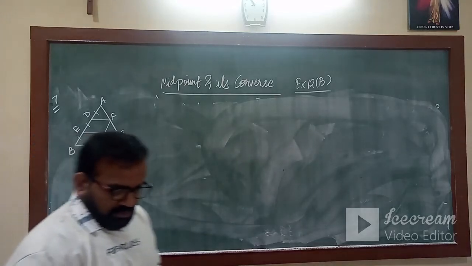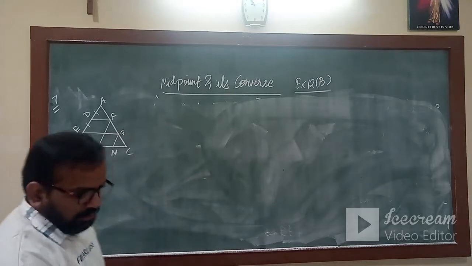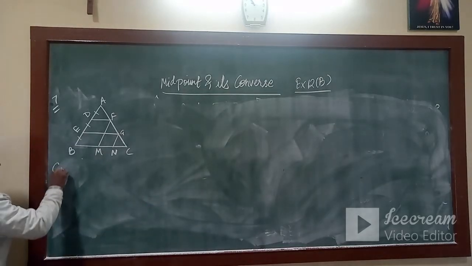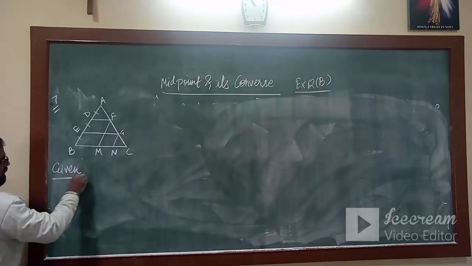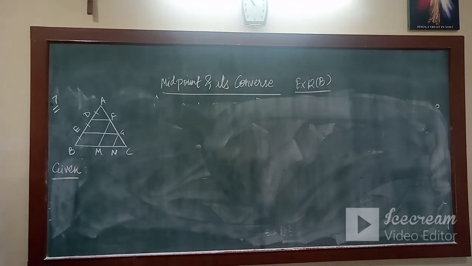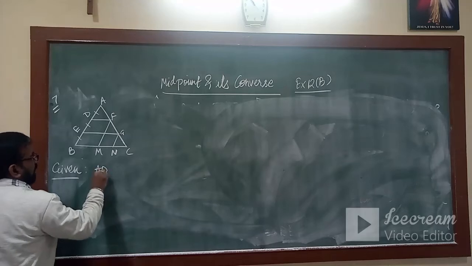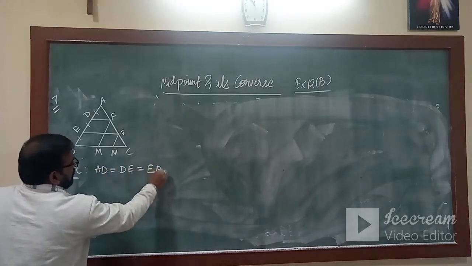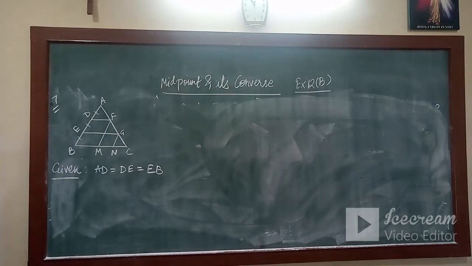Okay, let's see question number 7. So in this, what is given to us? First we will write the given things. Given is AD equal to DE equal to EB. So it is a sort of intercept theorem. You can see it from the given things.